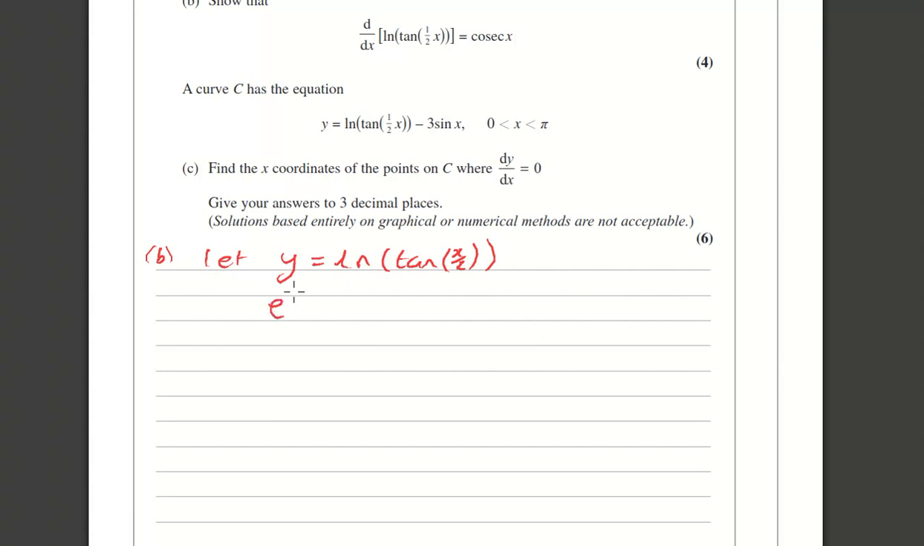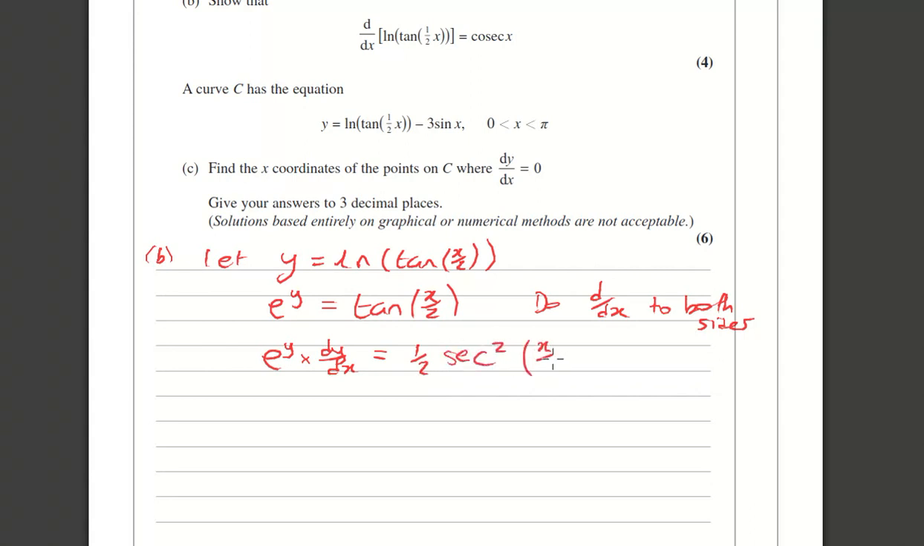I'm going to go e to the y is tan of x over 2. And now what I'm going to do is I'm going to do d by dx to both sides. So I'm going to differentiate the left-hand side with respect to x. Well, the only way I can do that is by differentiating with respect to y and timesing by dy by dx. And then I'm going to differentiate the right-hand side with respect to x. Now, tan theta differentiates to sec squared theta, and I believe that is in the formula book. So tan of x over 2 is going to differentiate to a half sec squared of x over 2.